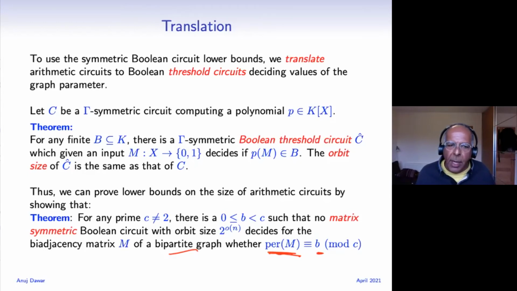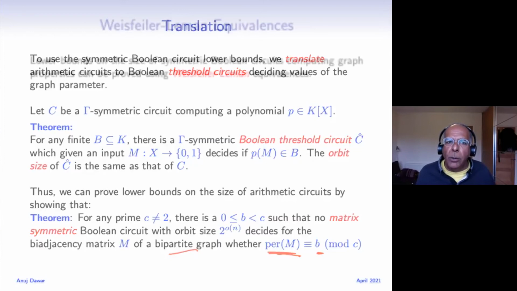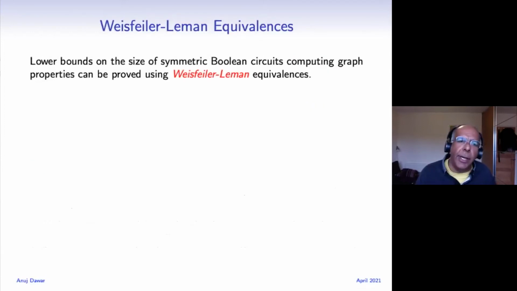Okay. So now how do we get these lower bounds for Boolean circuits? There are a number of ingredients to the proof that I want to show you. I won't give you a full proof. I'm just going to present you with some of the ingredients. One is obtained by considering what are known as the Weisfeiler-Lehmann equivalences on graphs.